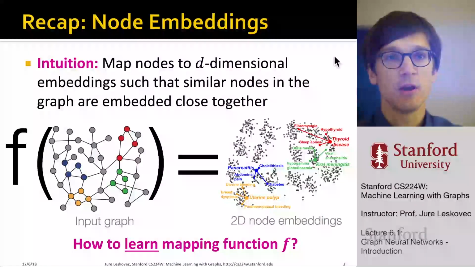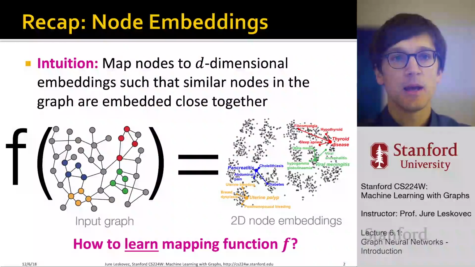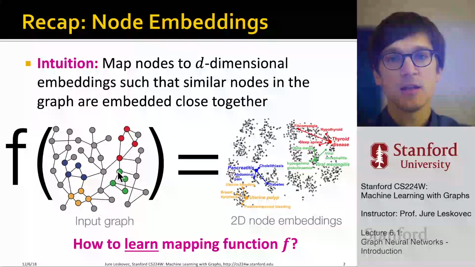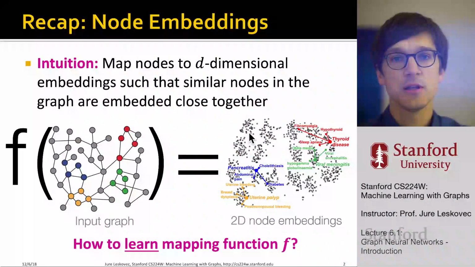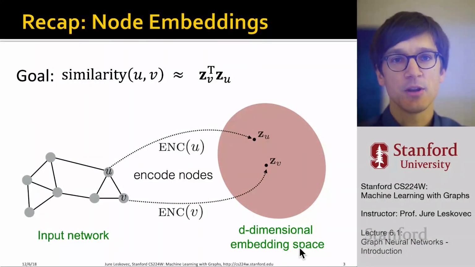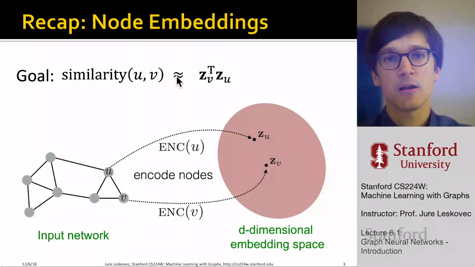So the way we think of this is the following. So far we have been talking about node embeddings, where our intuition was to map nodes of the graph into d-dimensional embeddings such that nodes similar in the graph are embedded close together. Our goal was to learn this function f that takes in a graph and gives us the embeddings of individual nodes. We thought about this in an encoder-decoder framework, where we want the similarity of nodes in the network to match the similarity of the nodes in the embedding space.